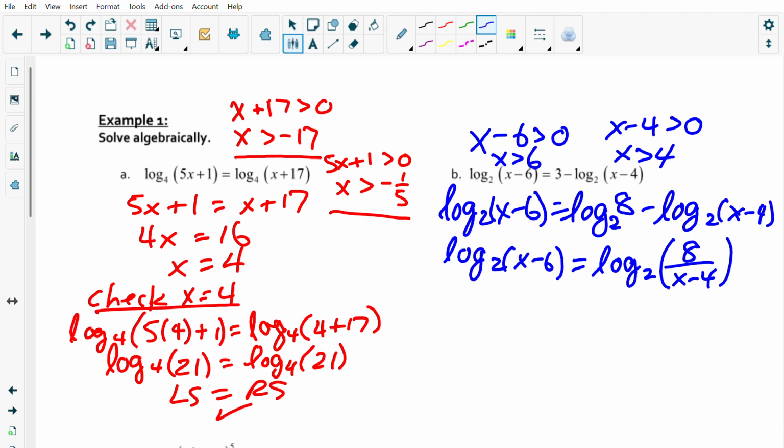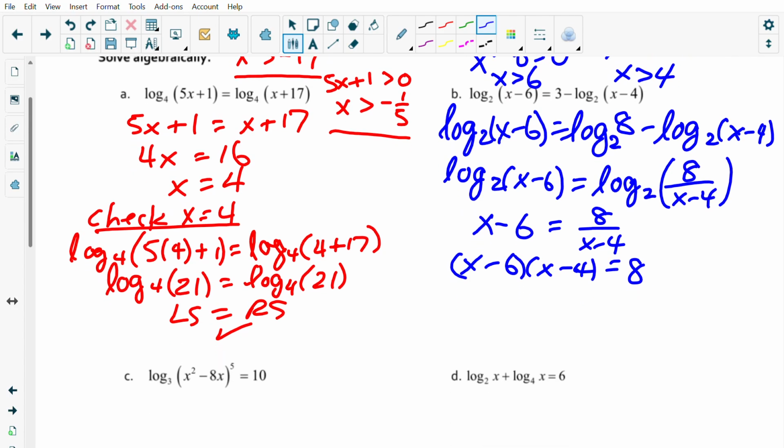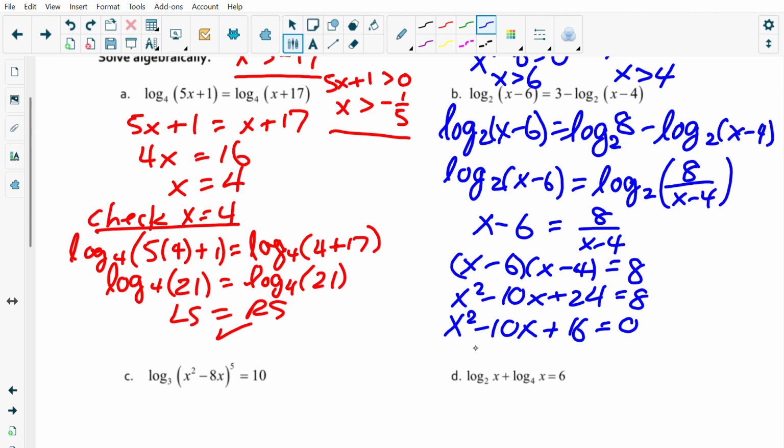Let's see. I have the log base 2 on both sides, so I'm going to compare the arguments by making them equal to each other. And that will give me a quadratic. x minus 6 times x minus 4 equals 8. x squared minus 10x plus 24 equals 8. x squared minus 10x plus 16 equals 0. And then factor that: x minus 8 times x minus 2 equals 0. My solutions are x equals 8, x equals 2.